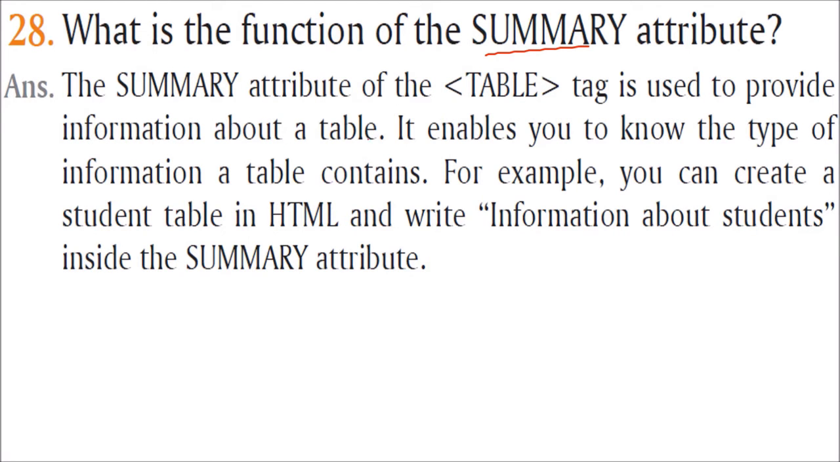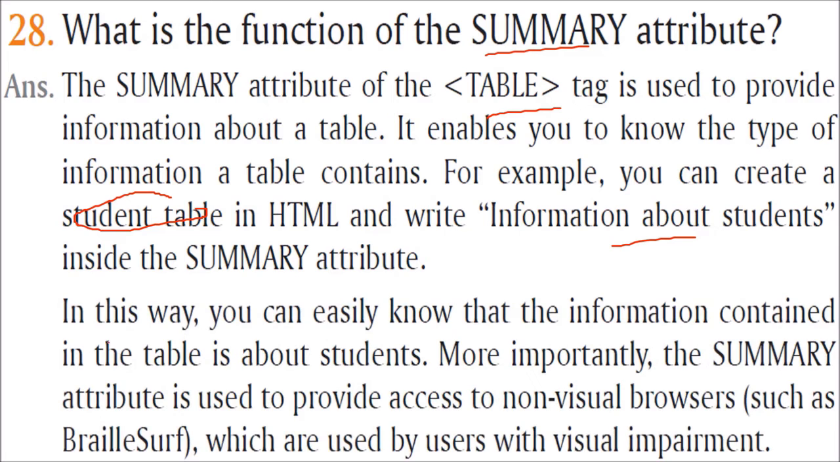So this summary attribute of the table tag is used to provide information about the table. It will enable you to know the type of information that the table is going to contain or is containing. For instance, you can create a student table in HTML and write information about students inside the summary attribute. That will do all. So in this way you can easily know that the information contained in the table is about students. And more importantly, the summary attribute is used to provide access to non-visual browsers like the Braille surf, which are used by users who are visually impaired.